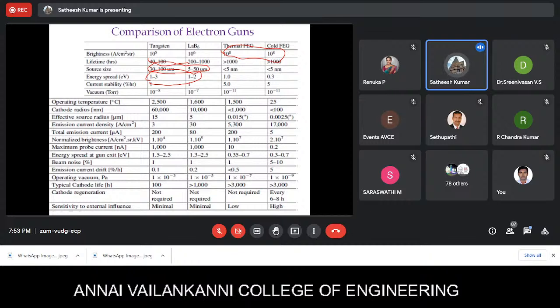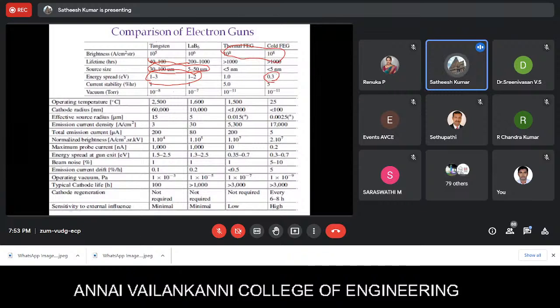So now coming to the field emission, as you can see, the cold FEG has at least one order less energy spread, and that's the reason why it has better resolution possibilities. The current stability is one thing where I was talking about the stable beam.